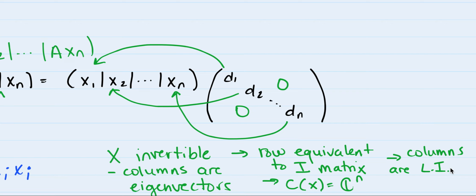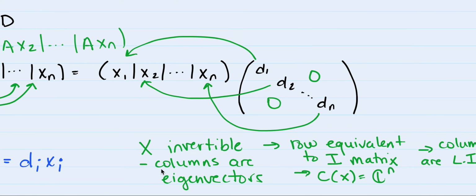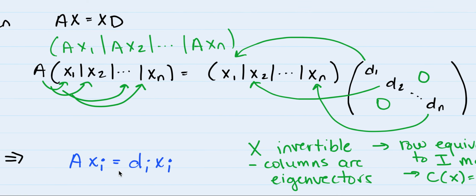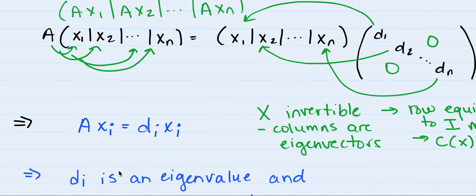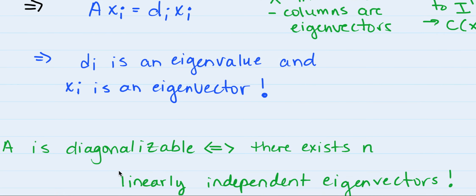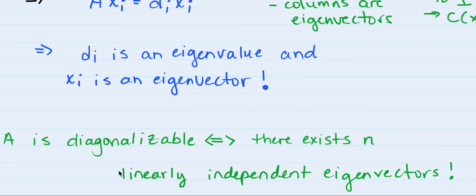Because X is invertible, its columns are linearly independent. Because if you remember, if you try to find the column space, you would have a 1 in every single column, and they would be linearly independent. And because we have this property that A times Xi is Di Xi, these columns are eigenvectors. So what we get is, if we have a diagonalizable matrix, then there exist n linearly independent eigenvectors, and they make up this matrix X.